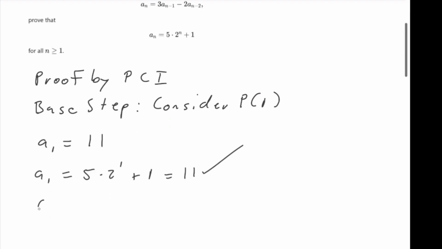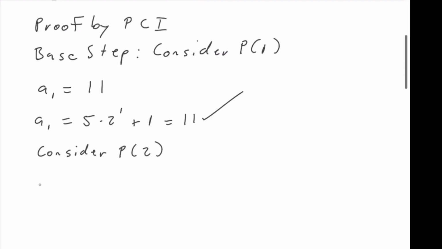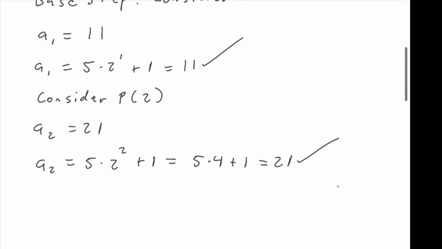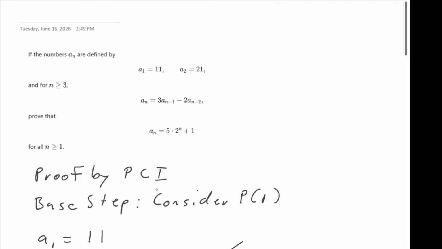Let's go ahead and consider P of 2. So P of 2, we know a sub 2 is equal to 21. And for the formula, a sub 2 is equal to 5 times 2 squared plus 1. That's 5 times 4 plus 1, which is, of course, 21. So it works. Now let's consider P of 3 for the last one, just to show how the sequence is defined.